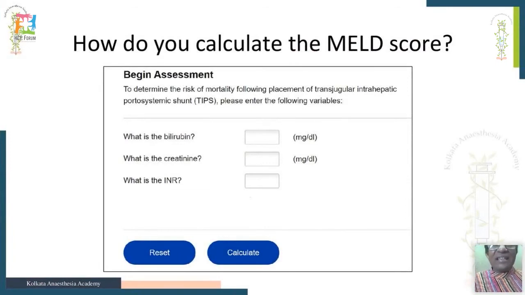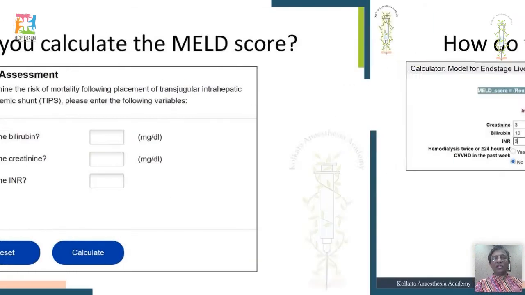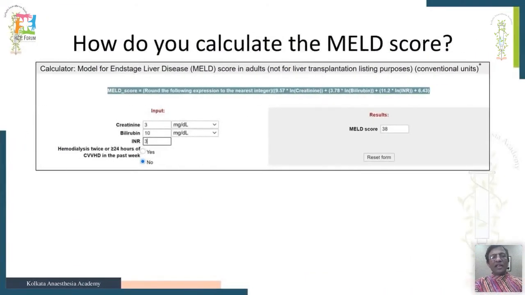How do you calculate? I think there are several. If you look at MedCalc or whatever, you will find there are several online MELD score calculators. All you have to feed in is the serum bilirubin, creatinine, and the INR, and it will give you the MELD score. This is giving you an example. The one that I have looked at also asks whether the person has undergone dialysis twice or greater than 24 hours in the last week. And you feed in the values, you get the MELD score.